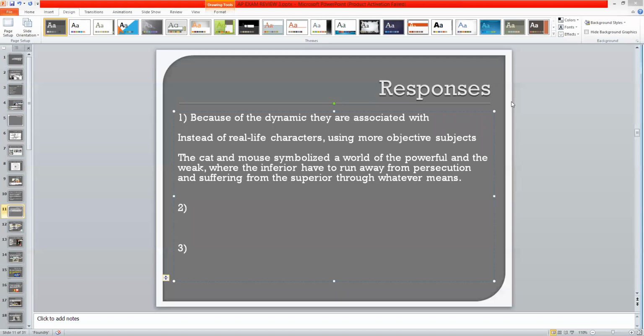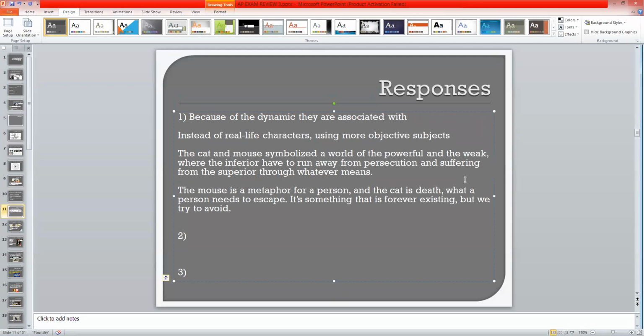Going once, going twice. Sold. Got another from Andrew over here. I'll copy paste this one as well. So for this one, the mouse is a metaphor for a person, the cat's death. What a person needs to escape. It's something that is forever existing, but we try to avoid.